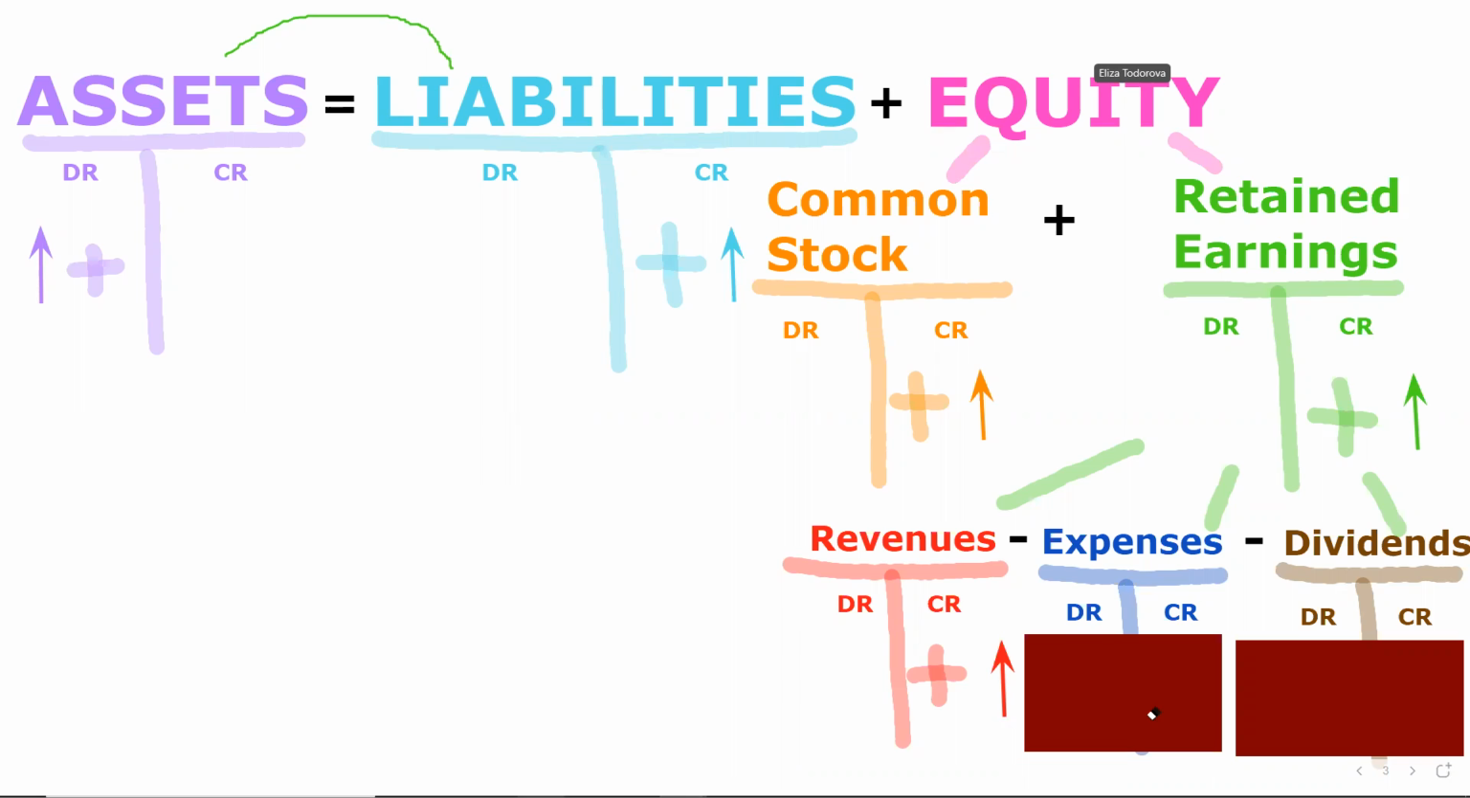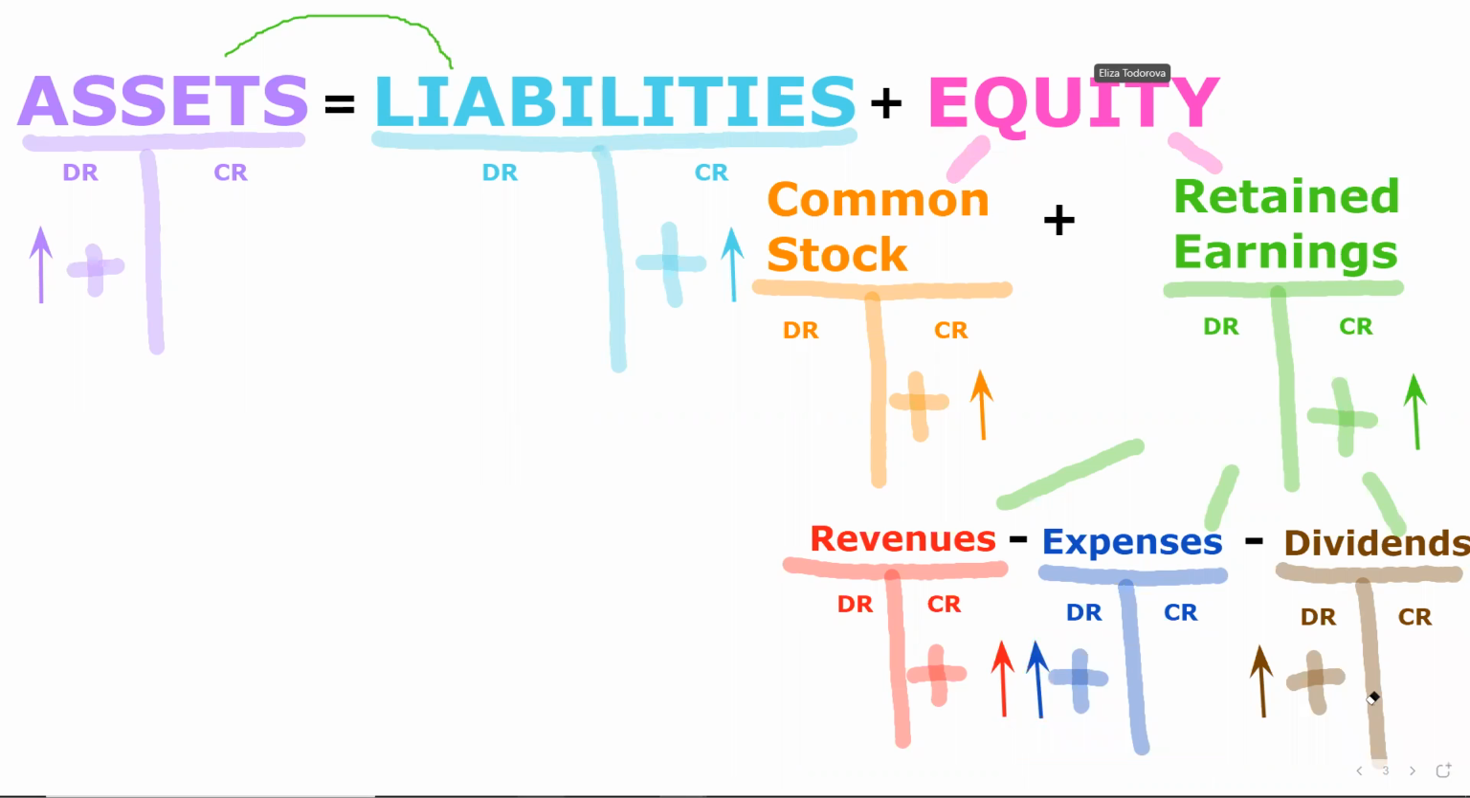They increase opposite. But as a quick recap, if you ever forget this, here's the main way you can remember it. Assets, expenses, and dividends are the only three accounts in all of accounting that increase on the debit side. Everything else will increase on the credit side.